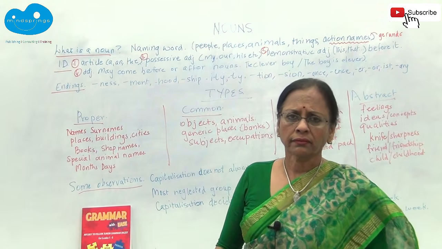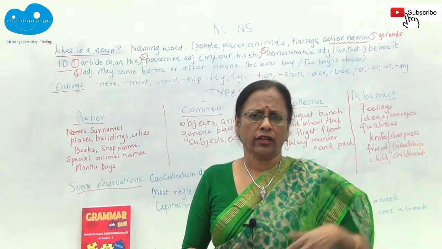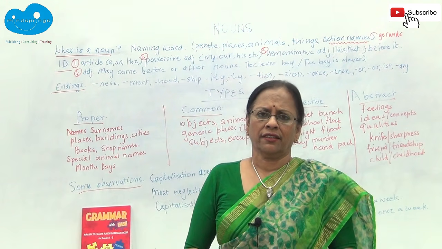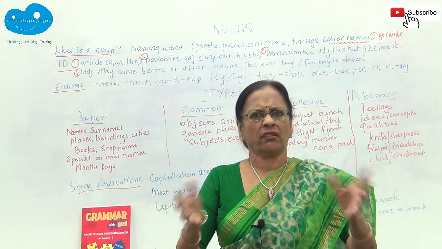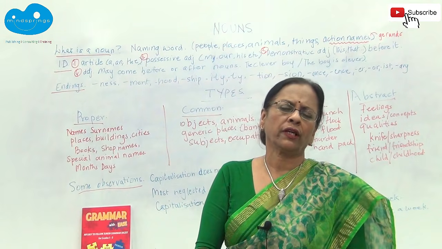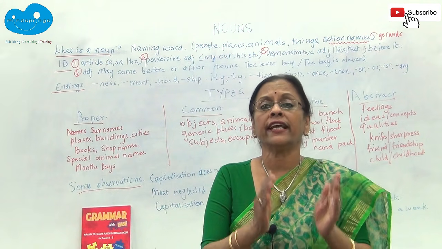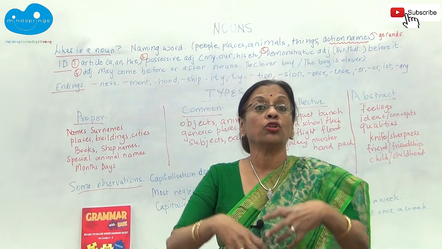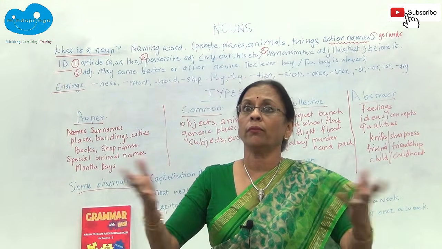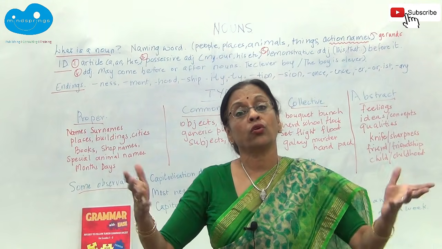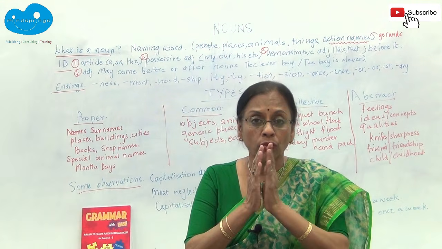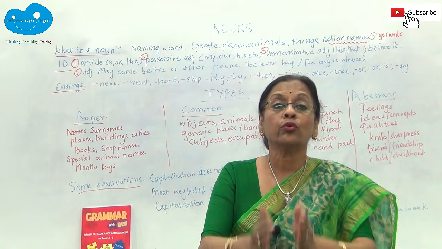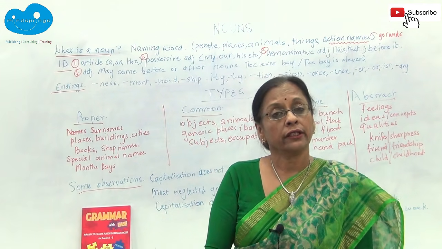Buildings. Paradise Colony, Sea Heights, Mehra's house, any of these are also proper nouns because they are particular names that are given to particular buildings. Remember, they should not be generic. They should not be common to a lot of things all over the world. They should belong to one particular unit. That is when you call it a proper noun.